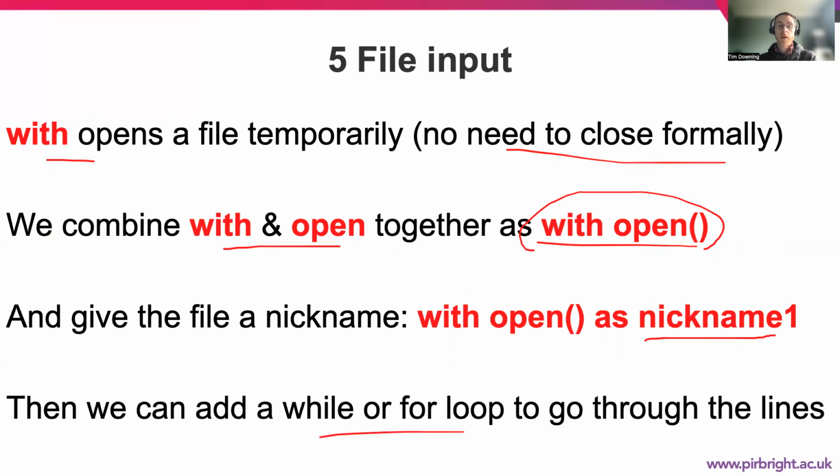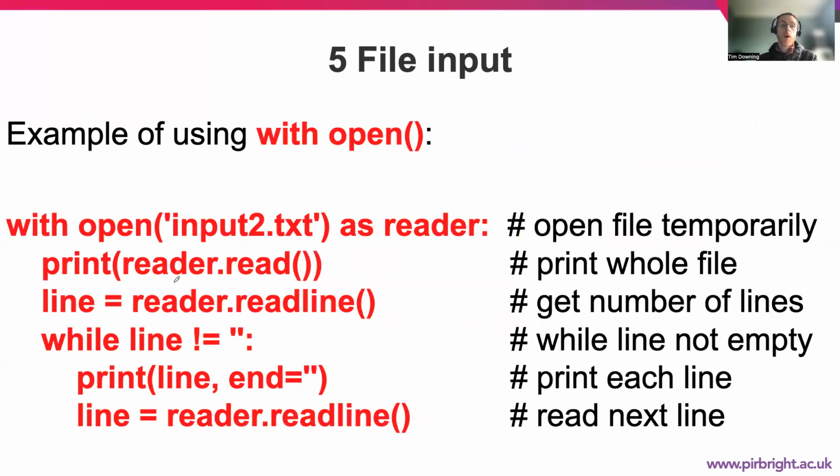Then we can add a while or for loop to go through those different lines. An example of it is here. You might open input2, which is in your example folders, as a reader. Reader is the file handle we use. So we say print reader.read to read the whole file. If we want reader.readline, we get the lines that are present.